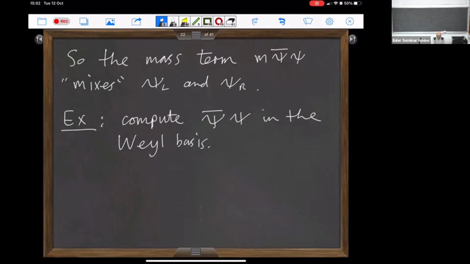And so what that means is that the mass term in the Dirac equation, or sorry, the mass term in the Dirac Lagrangian is a mixing term between the left and the right-handed components of the spinor. And so as a very simple exercise, you can see that explicitly if you compute this mass term in the Weyl basis.